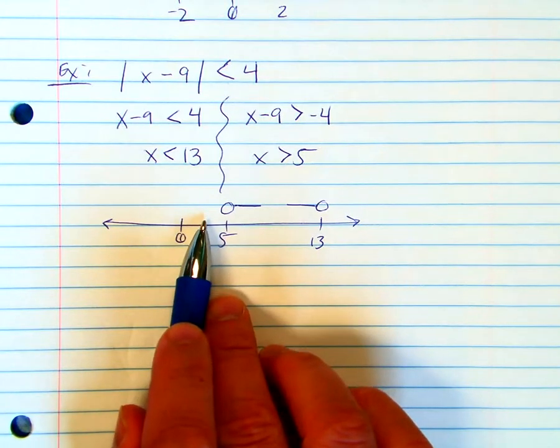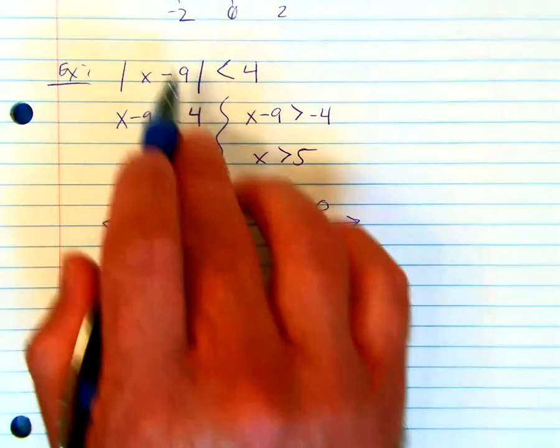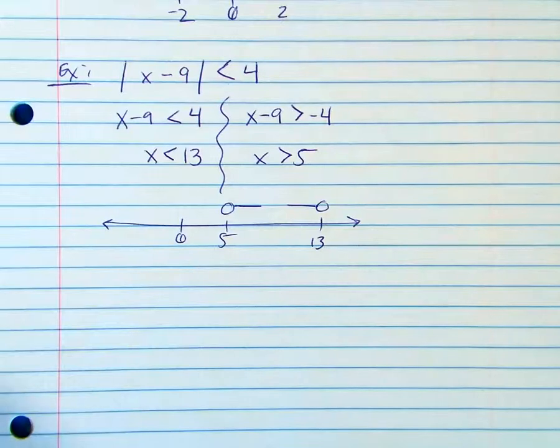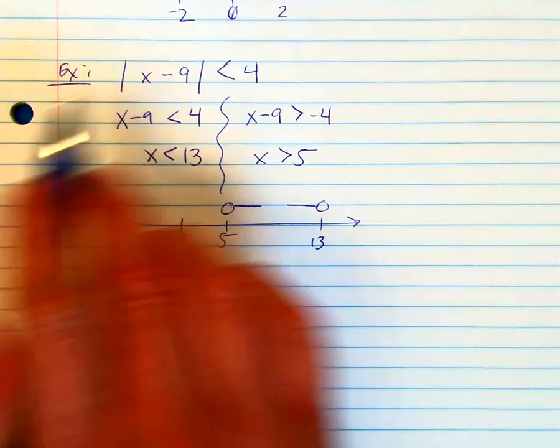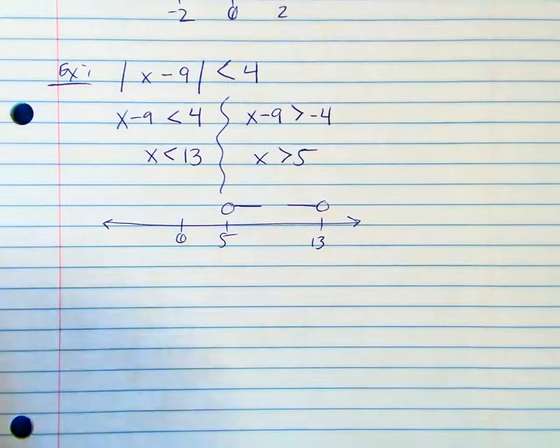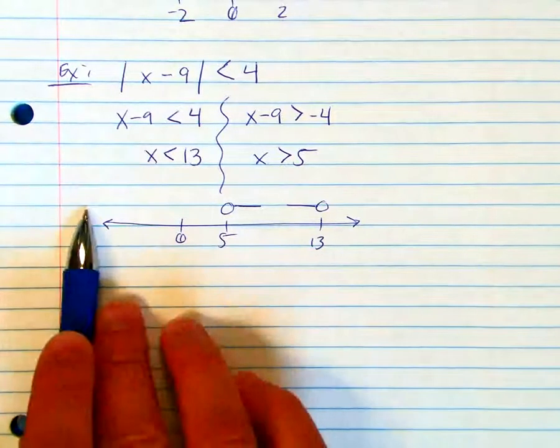Let's just try some whole numbers. If I plug in a 4, what is 4 minus 9? It's going to be negative 5. What is the absolute value of negative 5? Is 5 less than 4? It didn't work. Do not continue past the 5.